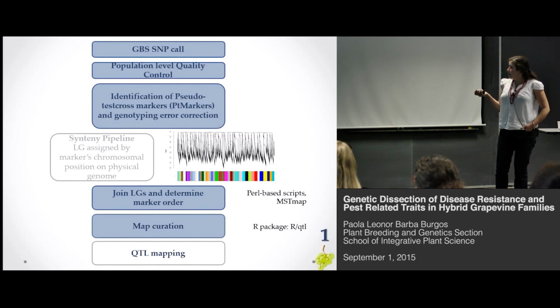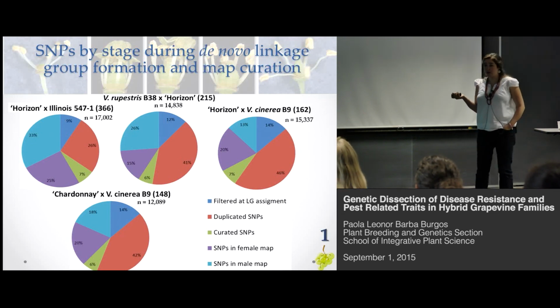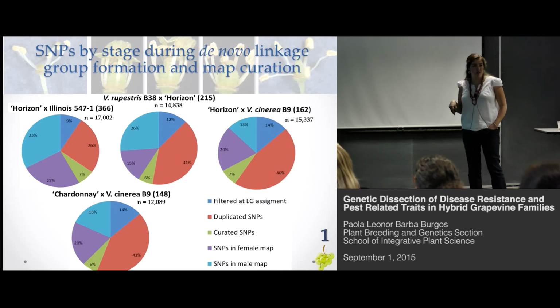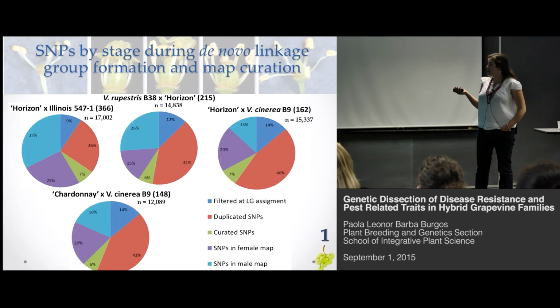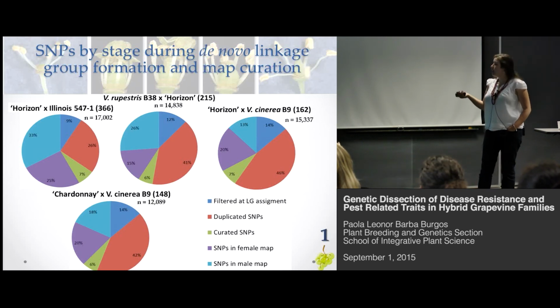Again, the markers by stage. Each pie chart is a population, and in this case you see that the distribution of the markers is more related to the size of the population. This one has 366 individuals, the biggest one, and there is a lower proportion of duplicated SNPs because you have more recombination, and also fewer markers were filtered at the LG assignment. This bigger population is the one that retains more markers in each map, and about 7% of the markers in each of the 3 populations were removed during the curation step.